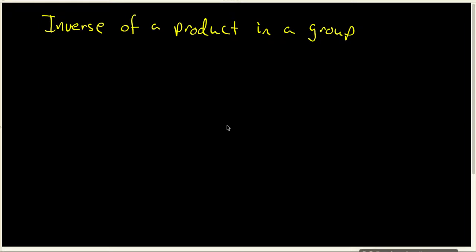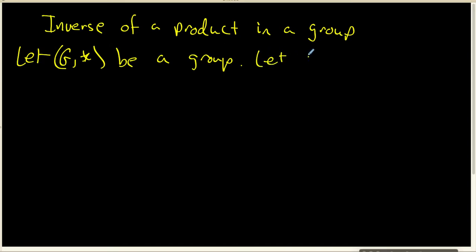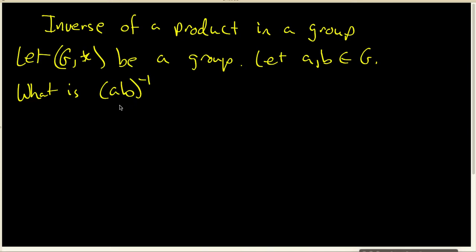In this video, we are going to be looking at the inverse of a product in a group. To get started, we are going to let G under star be a group, and we're going to let A and B be any elements of G. My question is, what is (AB) inverse? In other words, we're going to multiply A and B together, and then I want the inverse.